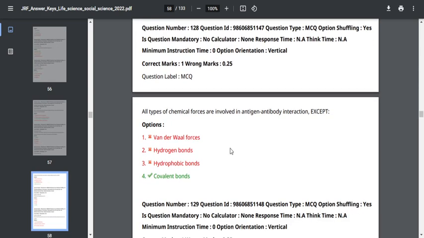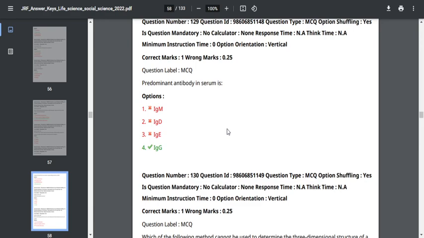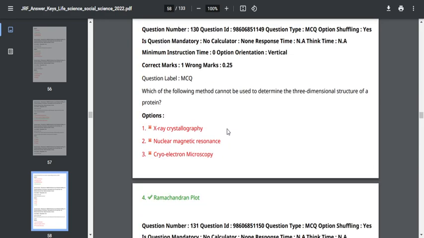All types of chemical forces are involved in antigen-antibody interaction except the covalent bond, because the covalent bond is the strongest bond, whereas van der Waals forces, hydrogen bonds and hydrophobic bonds are generally present between antigen and antibody, because these bonds are non-covalent and at the same time reversible. Next: the predominant antibody present in serum is IgG. The second predominant antibody is IgA.